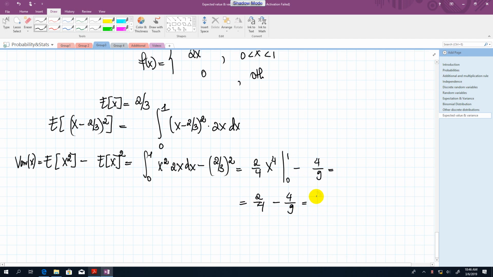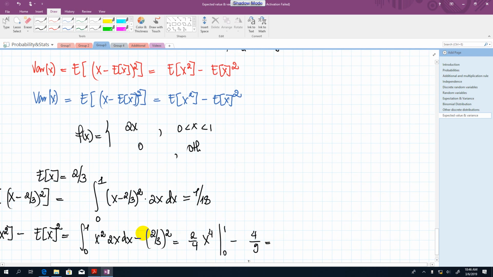1 over 2, 9, 1 over 9, 18? 18, right? So this will be 9 minus 8 over 18, 1 over 18. Okay? So if you calculate using this way, you need to get the same answer, 1 over 18.